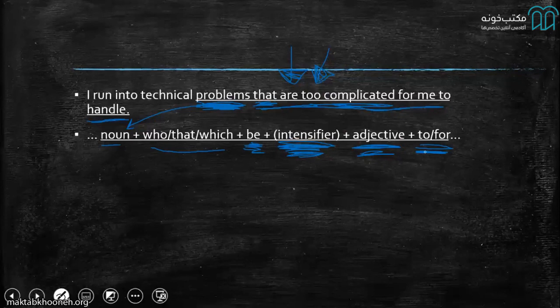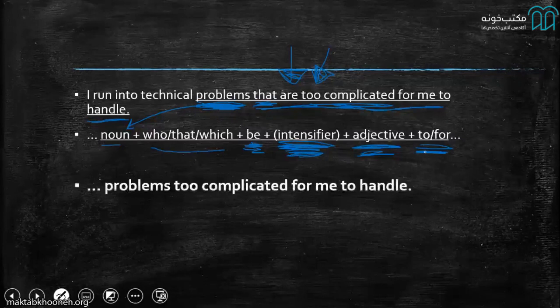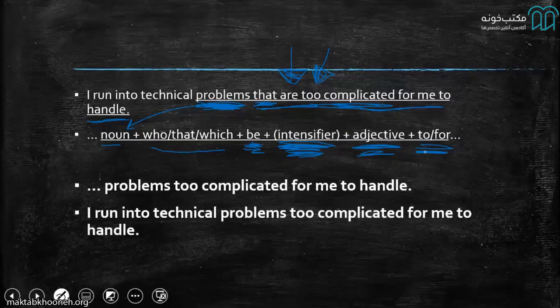So the new sentence would read something like this, or the new part of the sentence, problems too complicated for me to handle. Now, what happened? I'm going to show you the complete sentence. I run into technical problems too complicated for me to handle. So the only thing that I really did is I removed the that and I removed the be verb, or the are in this case. So after problems, there is no that and there is no are. I just jumped directly to the modification, or the too complicated for me to handle. It's very easy to make it complex if originally your sentence is correct. Let's look at other examples.